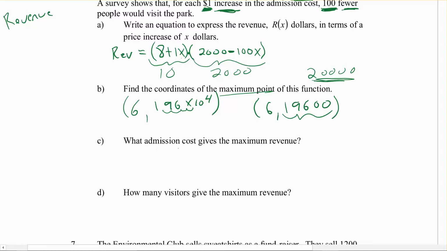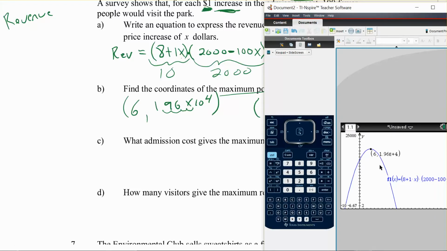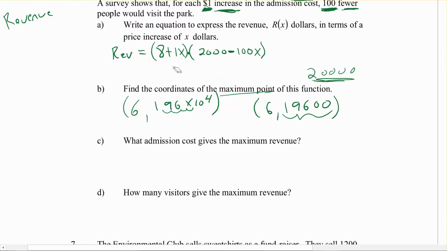Now the next one says, what admission cost gives the maximum value? So remember when we go back here, now we need to look back at our original formula that we made. This was the cost, these were dollars, $8 plus $1. That was the cost part of it. So this 6 value, that's my x value. We're going to pop a 6 into there to get our maximum value. So what admission cost do we need? 8 plus 1x, but we know that it's maximum at 6, so a 6 would go in there. That's going to be 8 plus 6, so 14. So apparently $14 is the best that we can do. That's going to give you your maximum revenue.